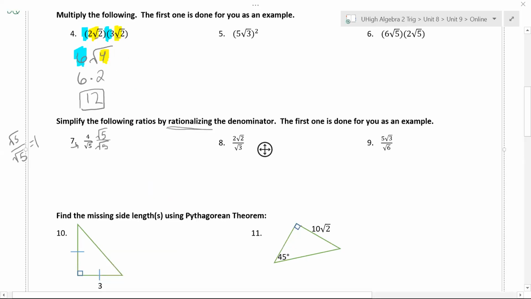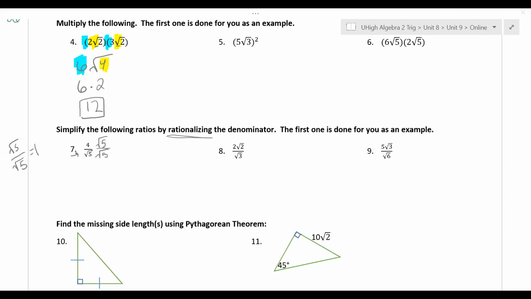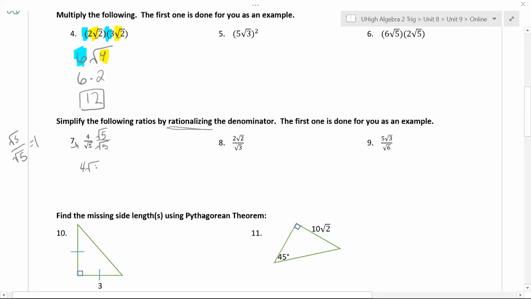So if I multiply my numerators, I get 4 square root 5. If I multiply my denominators, I would have the square root of 5 times the square root of 5, which is the square root of 25. Or I could simplify that down to 4 square root 5 over 5.